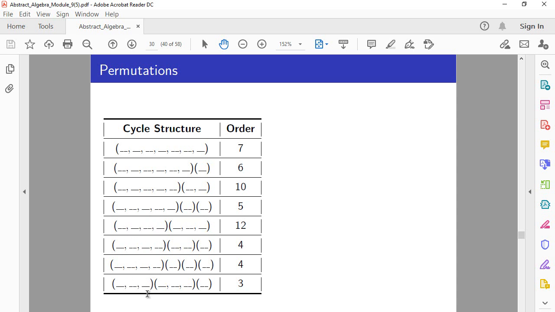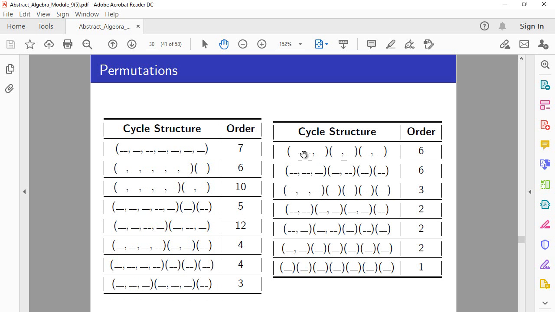Now let's look at cycle structures where length 3 is the largest length. We may have a cycle of length 3 with a cycle of length 3 with a cycle of length 1. The LCM would be 3. We may have a cycle of length 3 with a cycle of length 2 and another cycle of length 2, in which case the LCM would be 6. And you can see the other possibilities here, which I will let you look at.